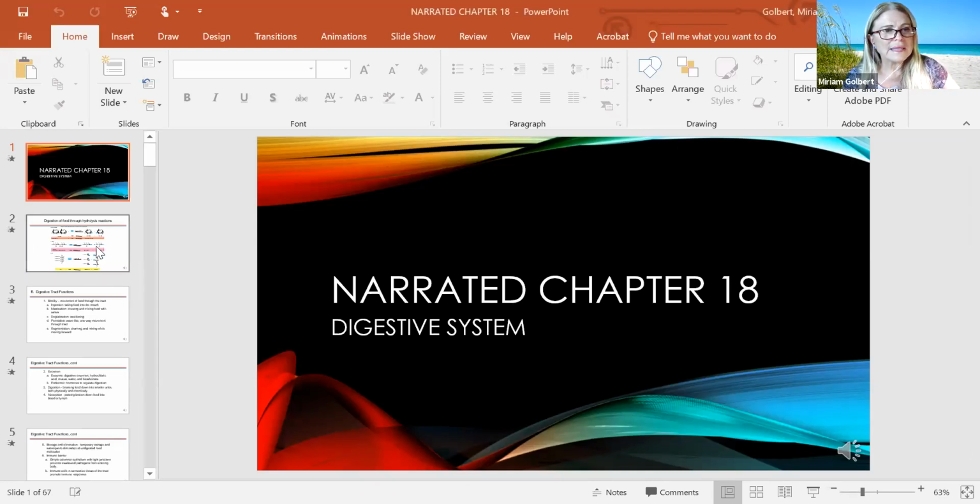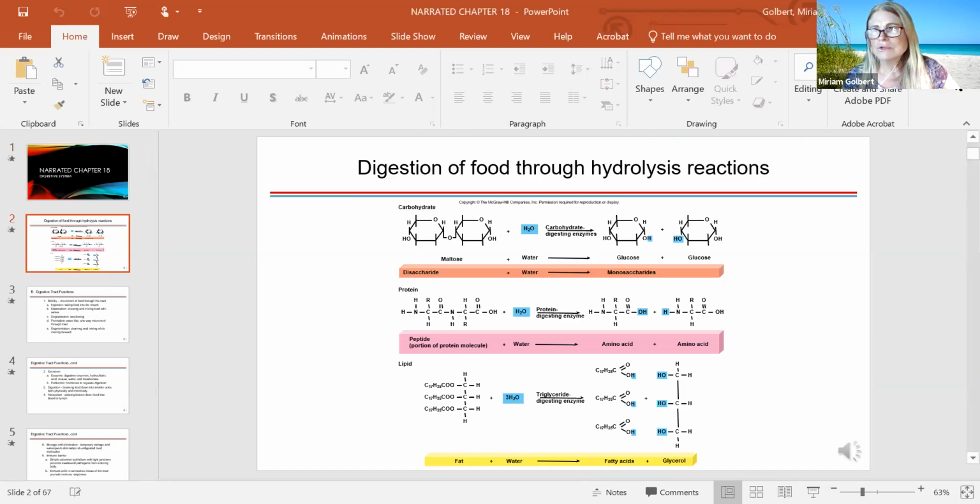So we talked a little bit about our nutrients when we talked about the virtual labs that we're doing this week. So digestion means breaking down food with the help of water. So that's why it says hydrolysis reactions. Hydrolysis is breaking down with the addition of water.